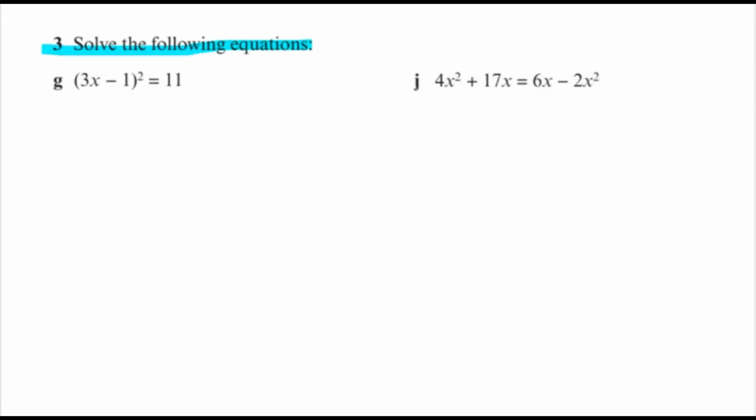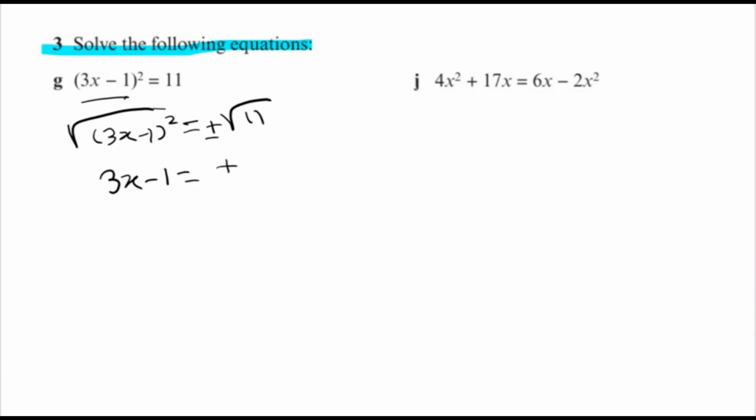Move to question number 3. Solve the following equations. Here, because of the square on the left hand side, we don't have to move everything to the left hand side and set equal to 0. What we can do is take the square root of both sides to remove the square. When we do this, for root 11 we have to write plus or minus root 11 because we need 2 roots here. On the left hand side, the square root and square cancel. So 3x minus 1 is equal to plus or minus root 11.